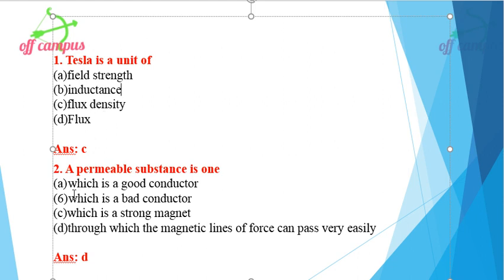Next one, second: a permeable substance is one which is a good conductor, which is a bad conductor, which is a strong magnet, through which the magnetic lines of force can pass very easily. So, a permeable substance is one through which the magnetic lines of force can pass very easily. Option D is the right option.